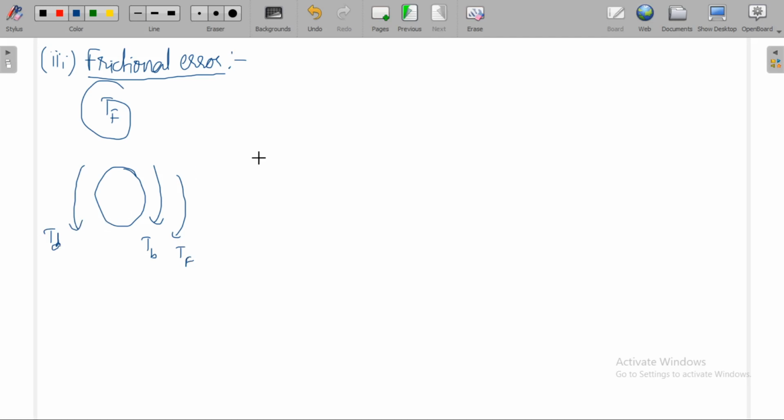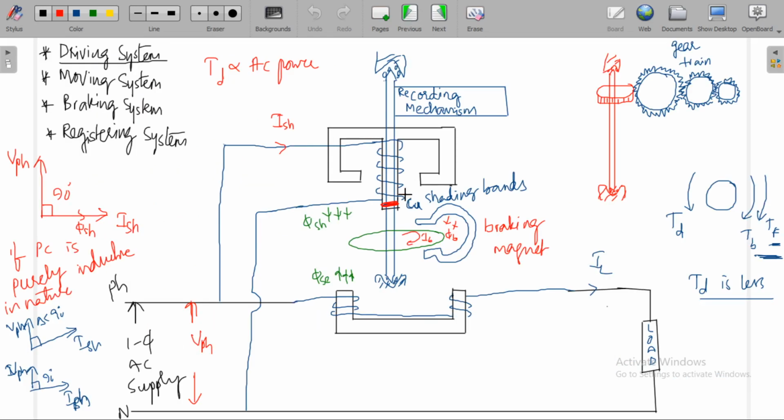So coming to the adjustment: how can you compensate this frictional error? In order to compensate this frictional error, what we do is we place short circuited loops in the leakage gaps of the shunt magnet.